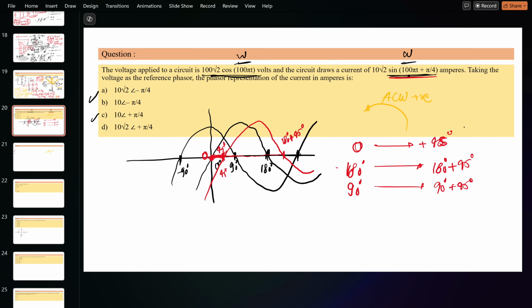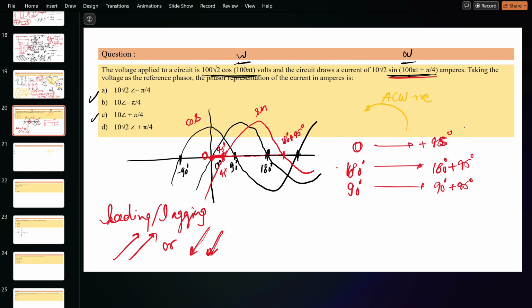Now, as I told in the last class, when you take the leading or lagging concept, you always see whether the slopes are positive or negative, whether both are increasing or both are decreasing. If you see, this is the cos graph and this is the sine graph with a plus 45 degree shift.